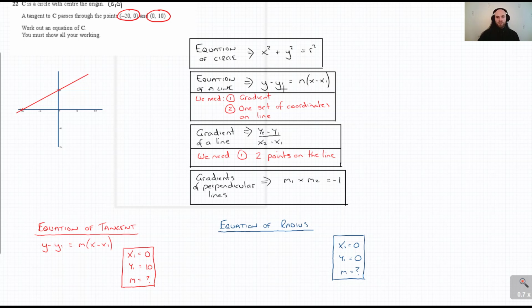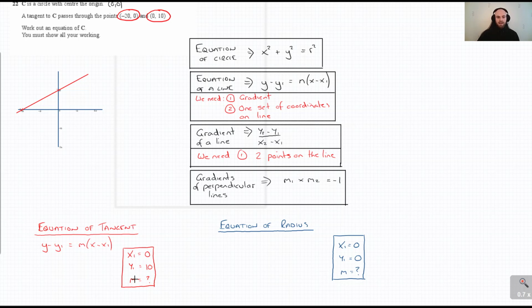So the equation of a line, we're going to use this formula here. It's going to be y minus y1 equals m, and then in brackets x minus x1. So we need to put this to work. We need a gradient of the line, which we don't have at the moment, which is why I have this question mark right here. But we do need to find one set of coordinates on the line. Fortunately, in the question, we have 2 points on the line. We know that this -20, 0 is on the line, and we know that this 0, 10 is on the line. You can take your pick. You could choose either of these coordinates. It really doesn't matter, but I've just decided to choose this 0, 10. So for x1, I'm going to have 0. y1, I'm going to have 10.